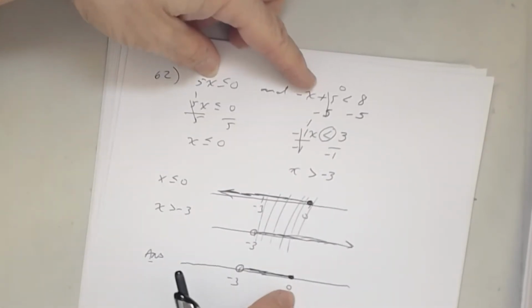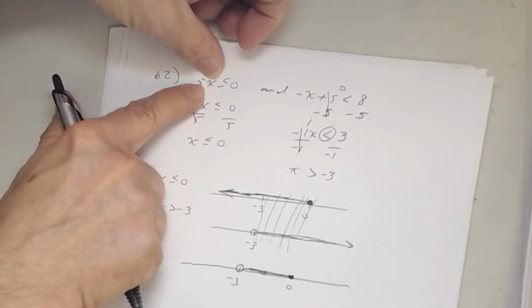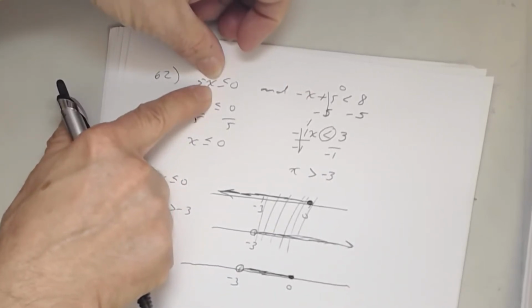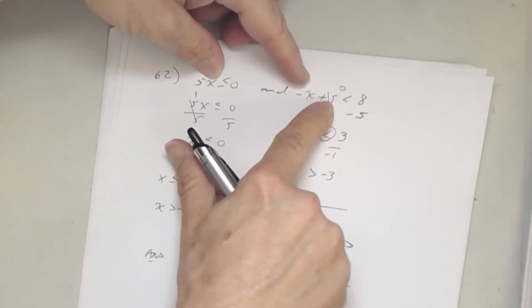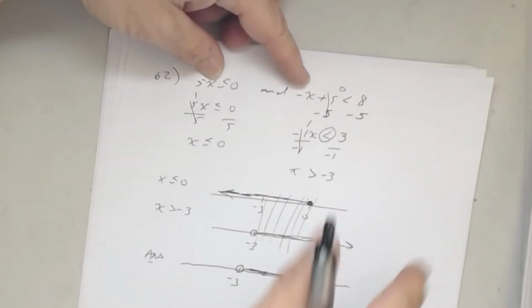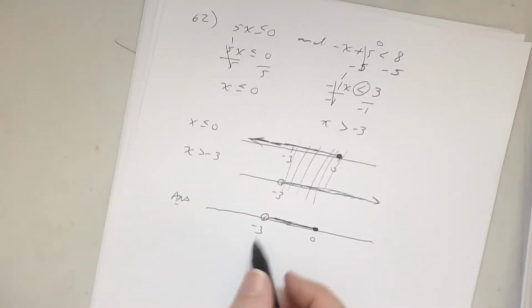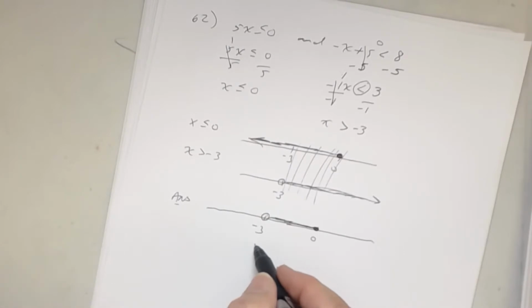So let's see why 0 works for both. What's 5 times 0? 0. Is 0 less than or equal to 0? Yeah, it's equal to. What's the opposite of 0? 0. What's 0 plus 5? Is 5 less than 8? Yeah. All right. Now, as inequality interval notation, what would you put? Parentheses, negative 3, comma, 0 with a bracket. All right, now let's look at this one.